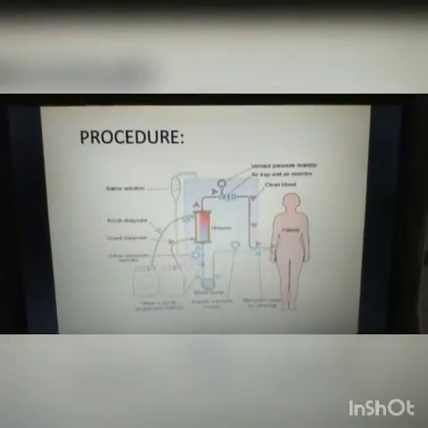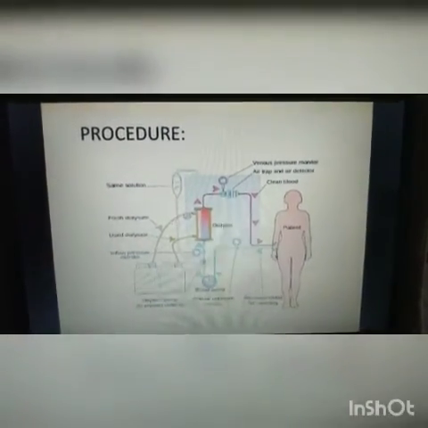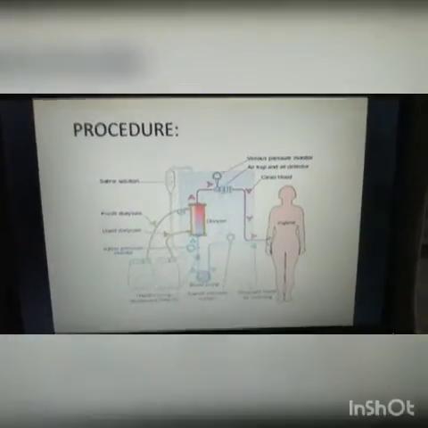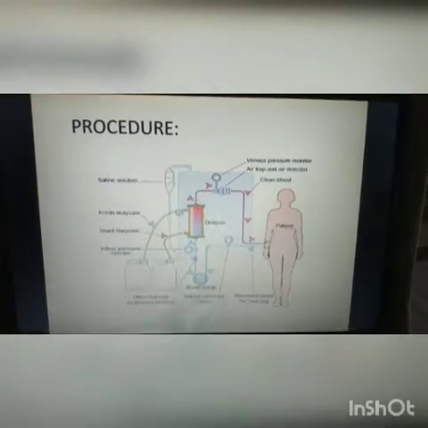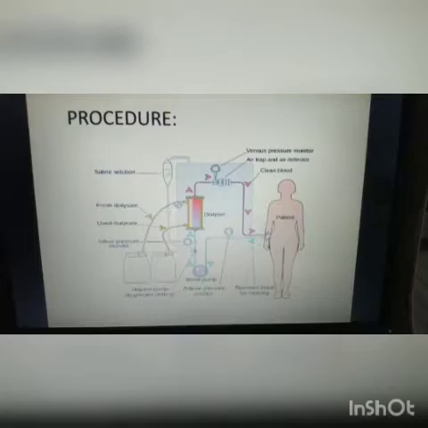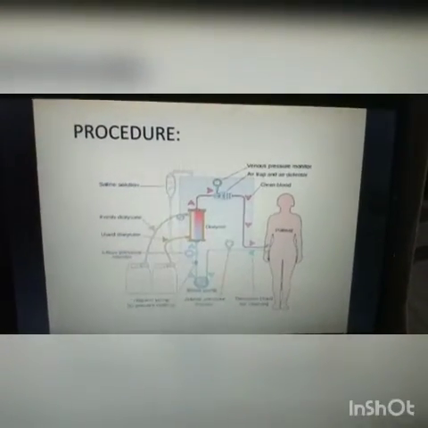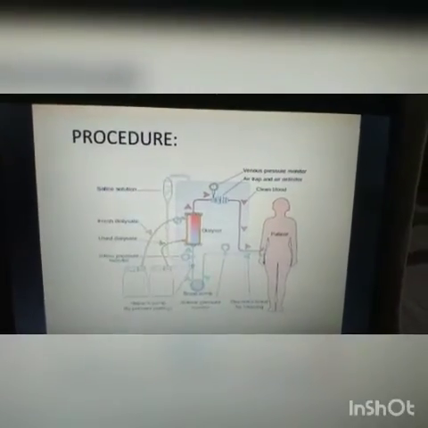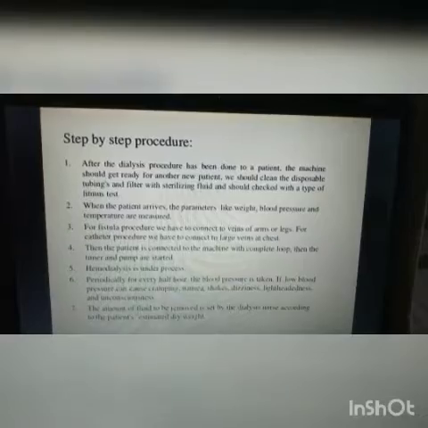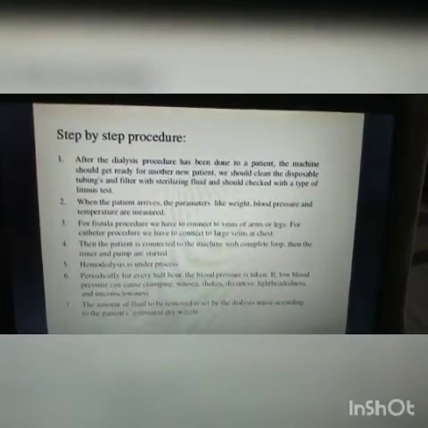This is the procedure for how the patient can be connected to the dialysis machine. This shows saline solution, fresh dialysate, dialysate inflow pressure monitor, blood pump, dialysis machine, venous pressure monitor, air trap, clean blood to the patient, etc. This is how to connect the patient to the dialysis machine, step by step.